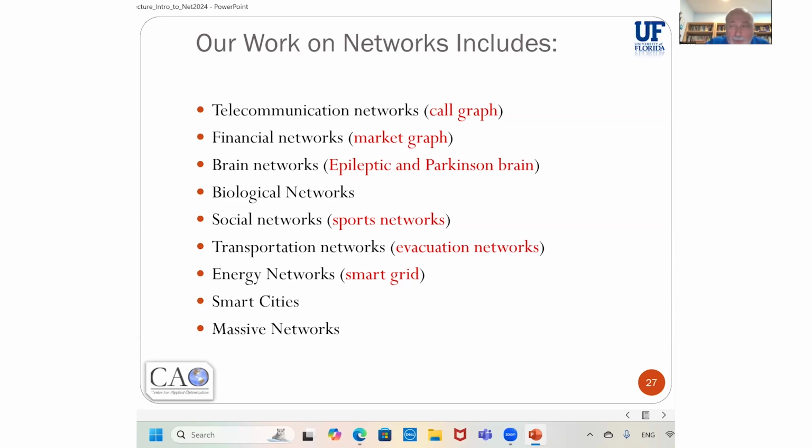And for transportation networks, we also developed many algorithms, in particular for evacuation networks, because in the south of the United States, we have a lot of hurricanes. And probably you saw the news last month. We had in Florida 2 hurricanes, one after the other. It was amazing. A lot of damage was caused.